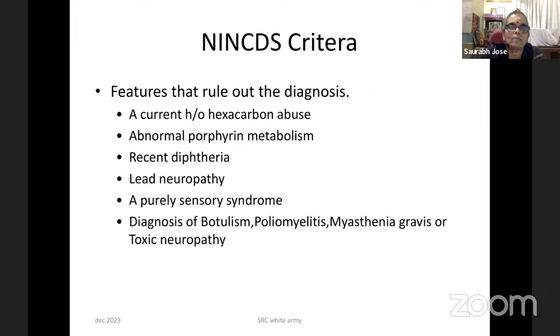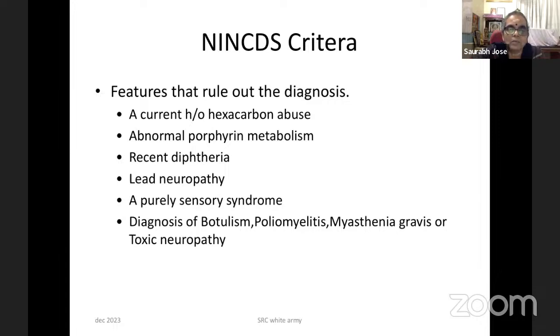Features that do not occur: exposure to hexacarbons. If it is there, you will have to think of a toxic neuropathy. Abnormal porphyrin metabolism, that's an immediate differential diagnosis, so urine porphyrins, and potassium, hypokalemic or hyperkalemic. These are things we always look for in all patients who present with an acute paralysis. So if porphyrin products are there, you are not going to call it AIDP. And if there is recent diphtheria, if they are exposed to lead, and a purely sensory syndrome, it's an exclusion diagnosis, even though you have got a sensory dominant type.